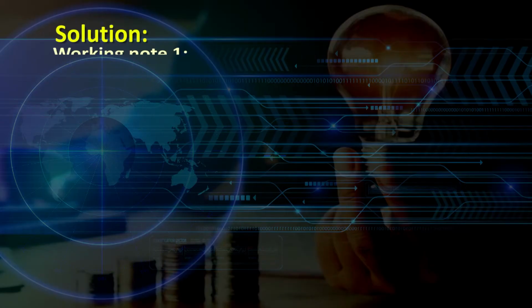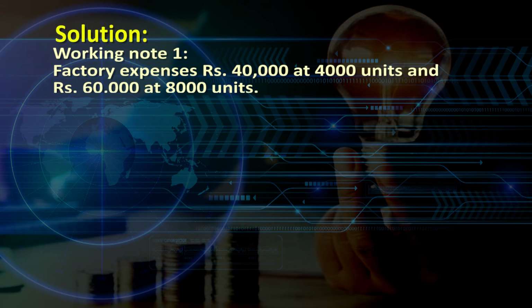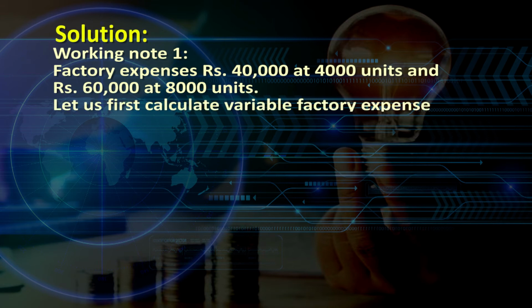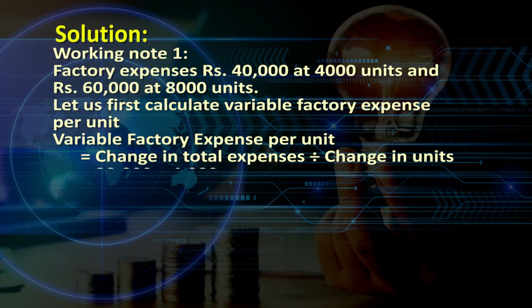Let us take the solution. We observe here that factory expenses, office expenses and selling expenses are semi-variable expenses. They should first be segregated into variable and fixed expenses. Let us take the first working note. Factory expenses rupees 40,000 at 4,000 units and 60,000 at 8,000 units. Let us first calculate variable factory expense per unit. Variable factory expense per unit is equal to change in total expenses divided by change in units, which is 20,000 divided by 4,000, that is equal to rupees 5 per unit.